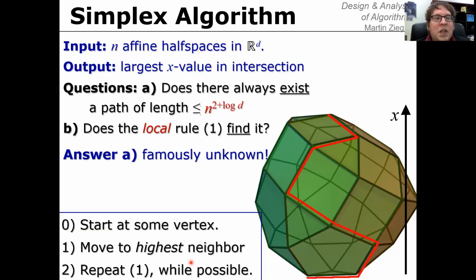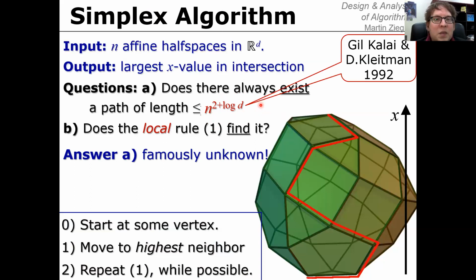So what is known is an upper bound on the length of such a path, which is slightly superpolynomial: n to the log d. So you see that here d is in the exponent, but only the logarithm of d. So this is not polynomial, but it's not exponential either, right? The exponent is not d, it's only log d, so mildly superpolynomial. And this bound was proven in 1992 by Kalai and Kleitman.